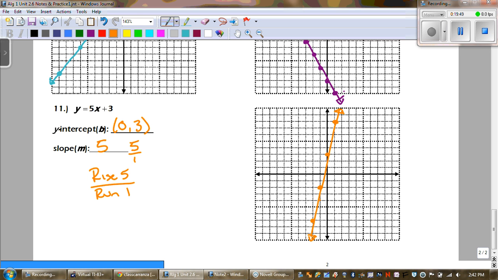Up 5 over 1. Now, that's going to be it today for algebra, or for the unit notes.